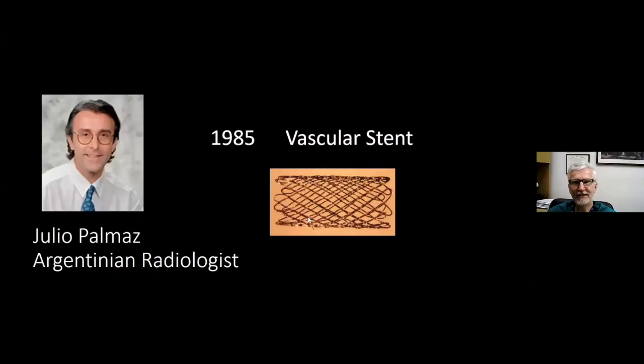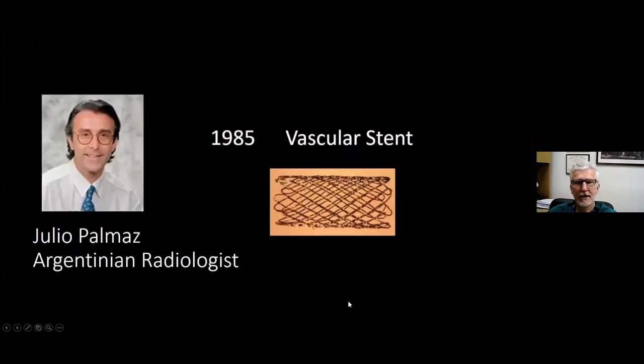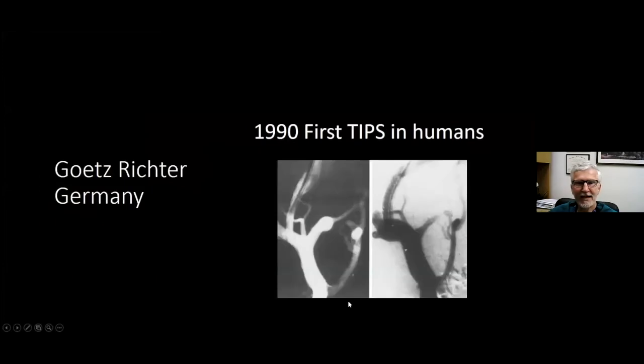Julio Palmaz creates the vascular stent. And in 1990, Gerd Richter from Germany published the first TIPS in humans, 1990. And these are his images from the first human TIPS that he published.